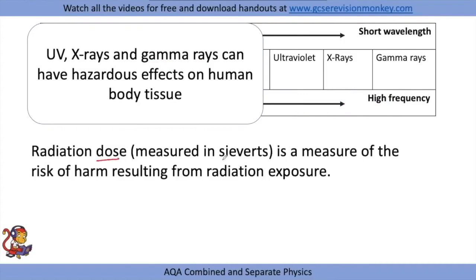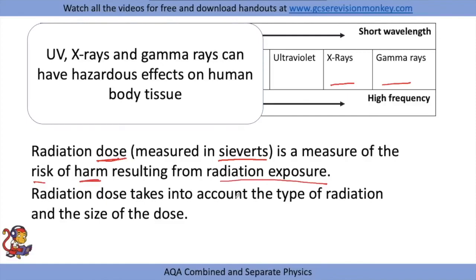Radiation dose is measured in a unit called sieverts, and it's a measure of the risk of harm resulting from radiation exposure. And it's useful in hospitals because there will be doctors and nurses and other staff members that work in areas where there are, for example, lots of X-rays or gamma rays. Or patients might need to have lots of X-rays or treatment involving gamma rays. And you need to know how the radiation dose is going to affect you and what the risk of harm is. So radiation dose takes into account two things.